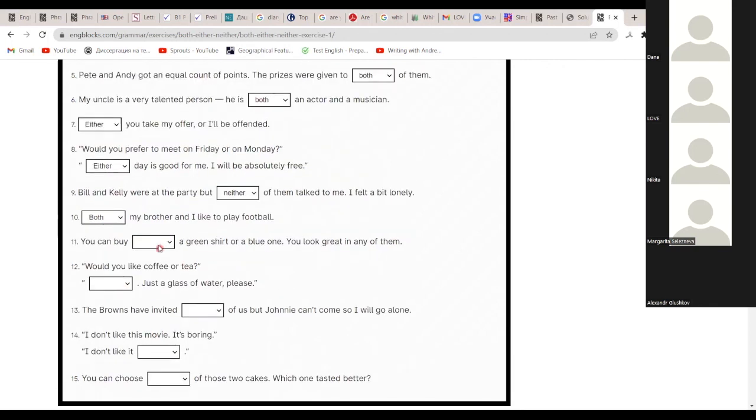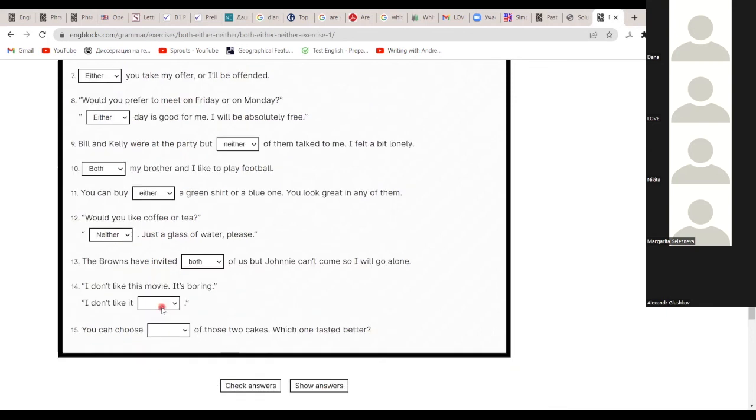Давайте это делаем до конца. You can buy either. Next one. Neither. Thirteen. Both. I don't like this movie. It's boring. Neither. Допустим. You can choose either of those two cakes.